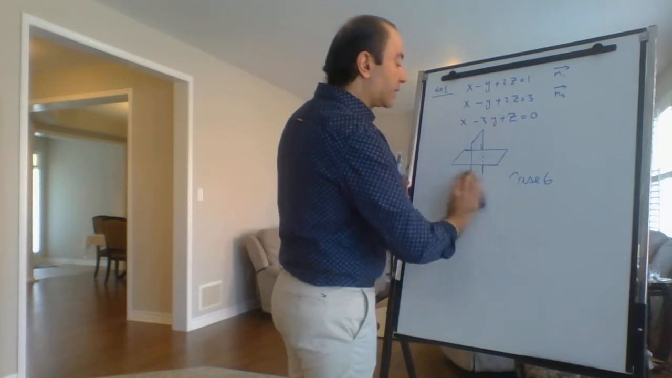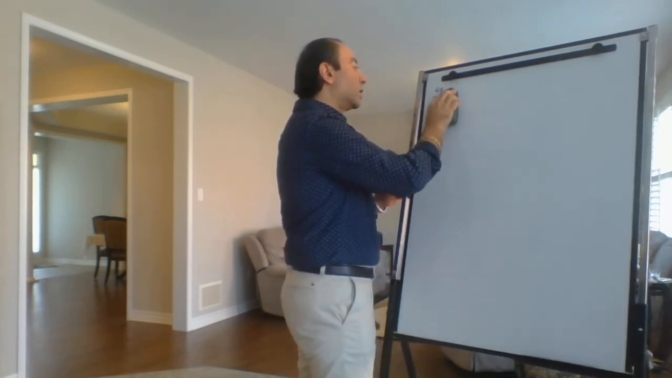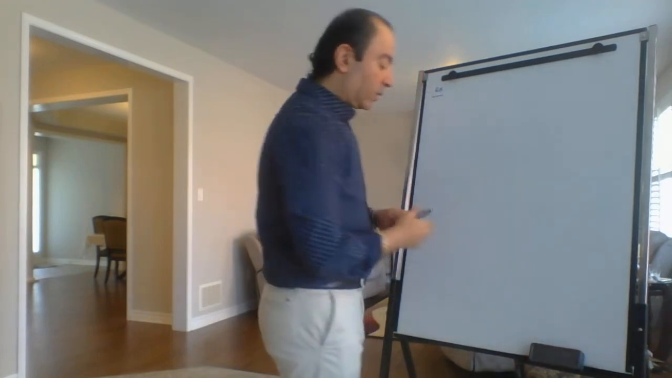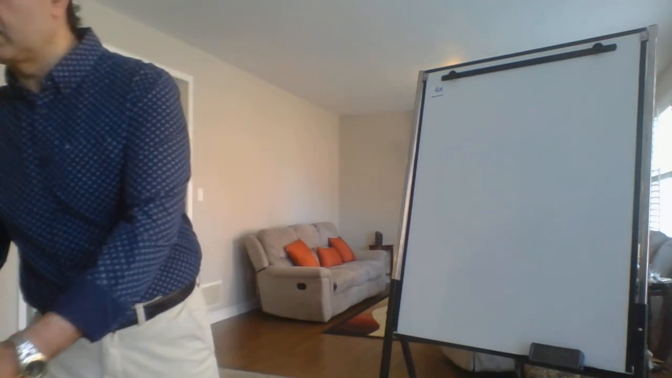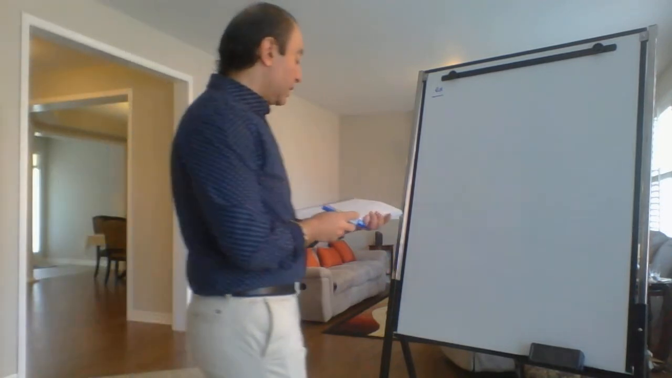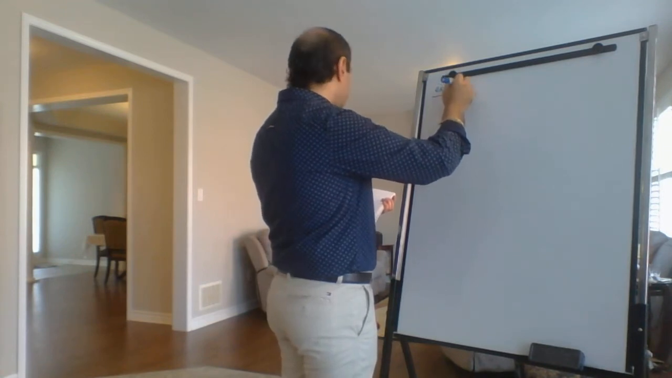We look first if there are any scalar multiples in the normal vectors or in the equations, and see if they are parallel, coincident, what case it is, because this will save us a lot of time and we can solve it in a few seconds.